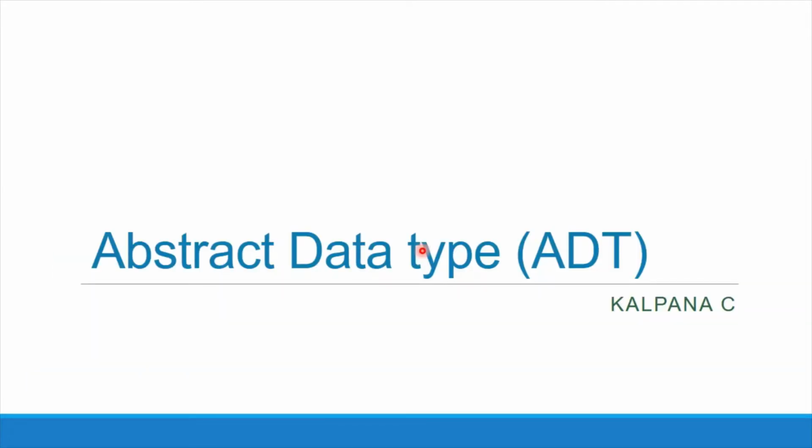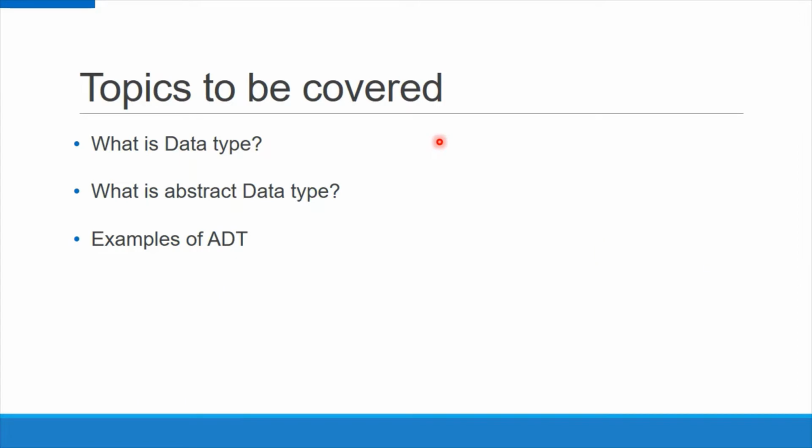In the previous presentation, we learned what is data and information, what is called data structure, different types of data structure, real life applications of data structures. In this presentation, I am going to cover what is data type, what is an abstract data type, and some examples of abstract data type.